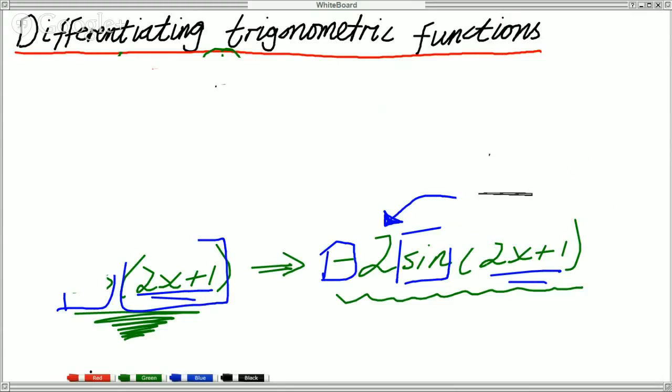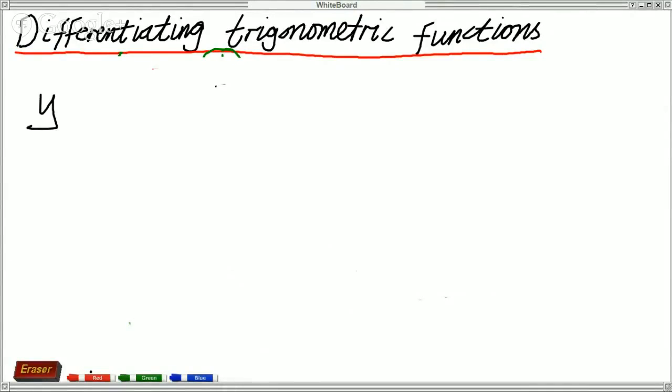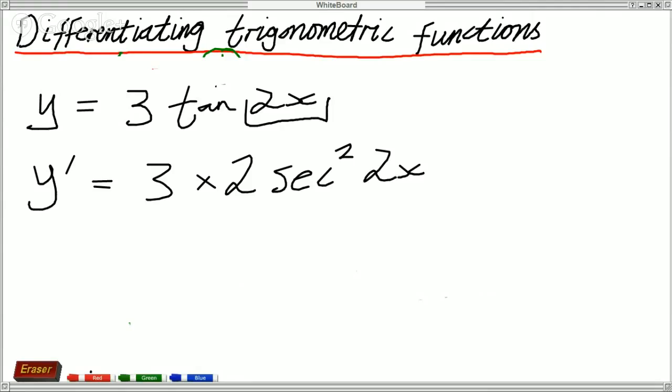Okay, this time we'll have a look at differentiating tan. So let's say we have y equals 3 tan 2x, and we have to differentiate this. So if we differentiate this, the 3 is sitting out the front, and let's differentiate tan. Well, we'll have the derivative of this out the front, so we'll have a 2. Tan will turn into sec squared, and that function stays the same. So that would be the derivative of this. You would get 6 sec squared 2x.